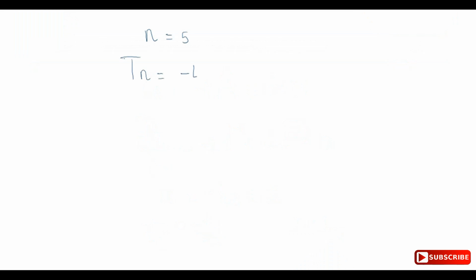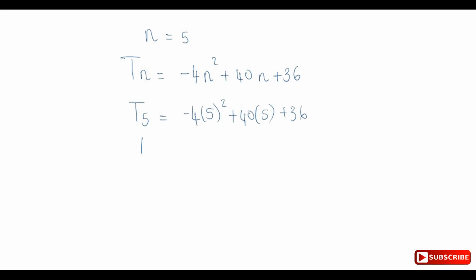So it's minus 4n squared plus 40n plus 36, right? And then we're simply going to substitute. Where you've got n, you put the 5: minus 4 times 5 squared, plus 40 times 5, plus 36. Therefore, we find that term 5 is equal to 136. So the maximum value of this quadratic sequence is 136. Okay.